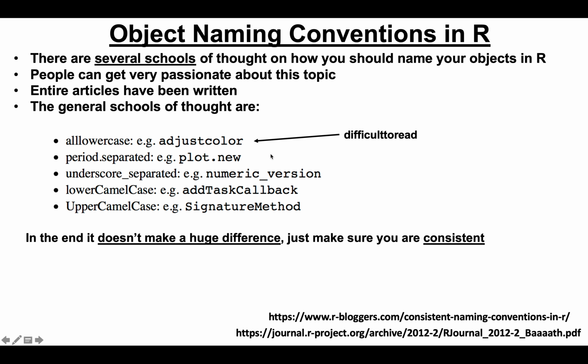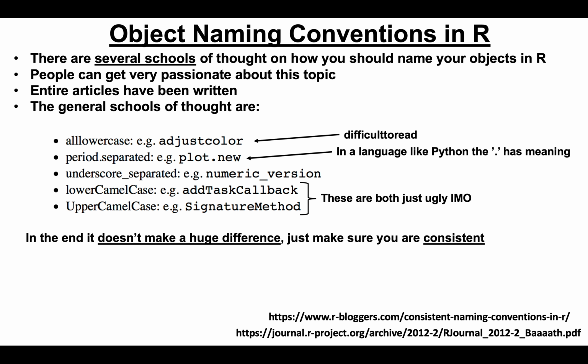One is that some people like all lowercase. I find that difficult to read. People who've been programming in R for a long time typically use the period-separated object names. But now that Python is also such a popular language, I think it's a bad choice because that period has meaning in a language like Python. If someone were going back and forth between Python and R, which is not unusual these days, it would make it very confusing to look at your objects in R and see that naming convention. So you'll see it a lot. It's very popular in R. I just don't personally like it for those reasons.